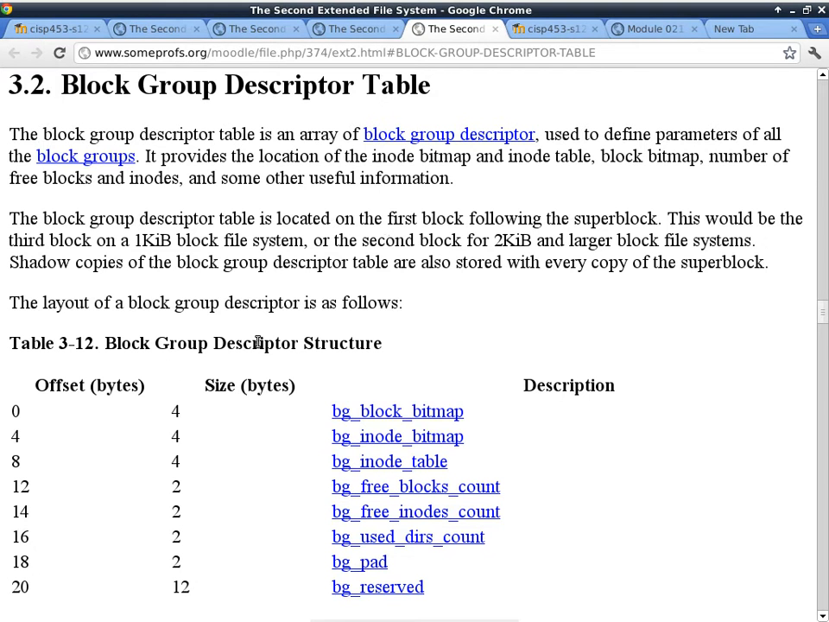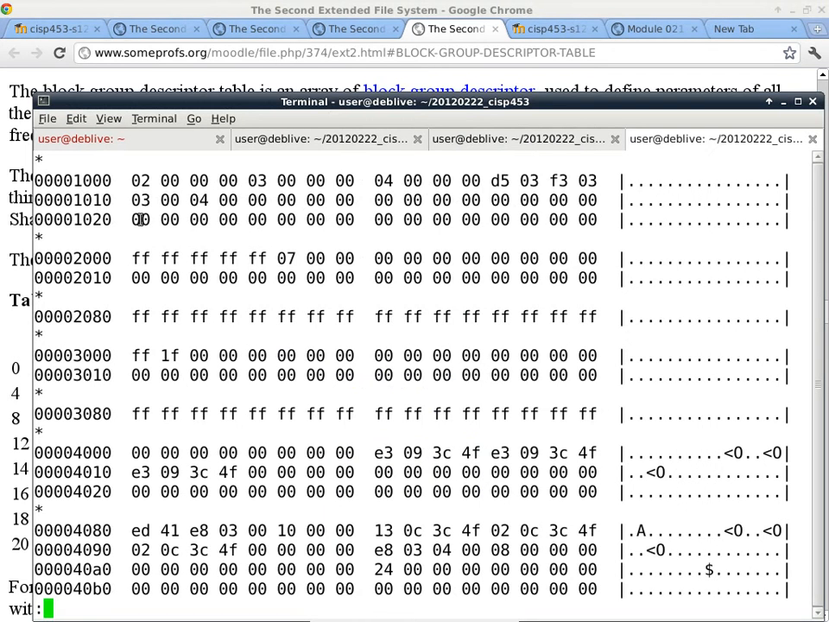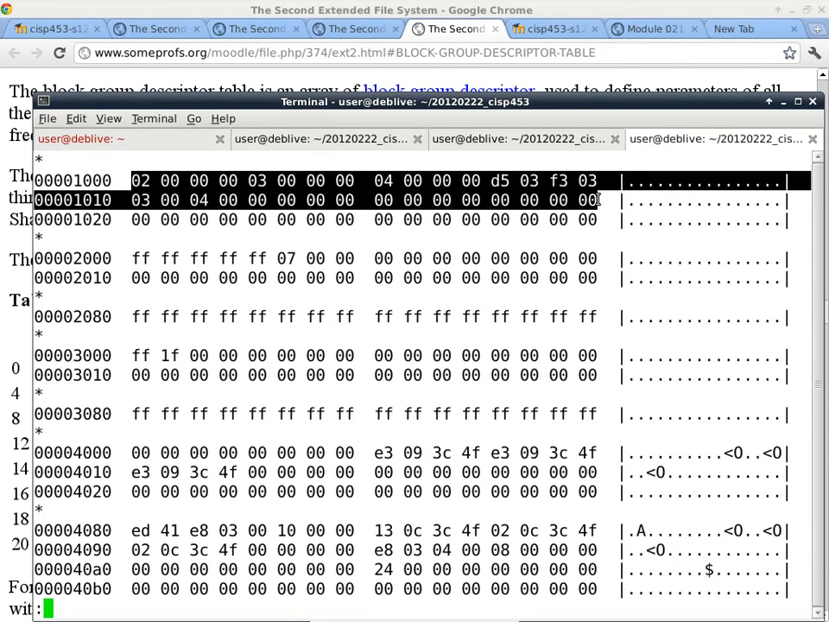What is one block group descriptor? One block group descriptor has how many bytes? This is the offset. This is the size. All you have to do is to look at the last entry. The last entry is at offset 20, but it has a size of 12, and it is reserved, which means it is not being used by extension 2. So that means each entry is how big? 32 bytes. Okay. So if I switch back to my hex dump here, 32 bytes will take up exactly 2 rows because each row represents 16 bytes.